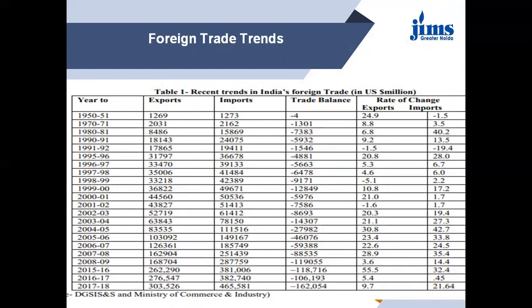If you look at the foreign trade trend from 1950-51 to 2017-18, exports were 303,526 million US dollars in 2017 as compared to 1,269 in 1951. And if we talk about the imports, they are around 4,65,000 million, and the trade balance is negative, it is a deficit, as we have seen, and imports have also increased greatly from 1950-51 to 2017-18. If we look at the rate of change, it is somewhere around 9.7% for exports compared to the previous year, and 21.64% for imports.